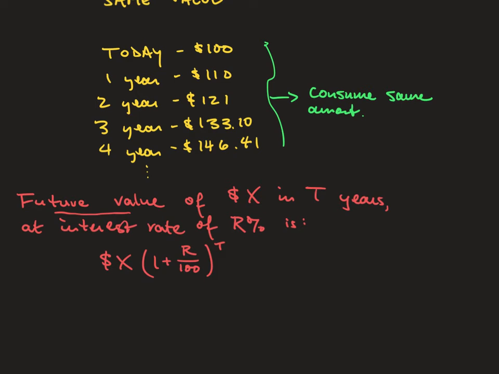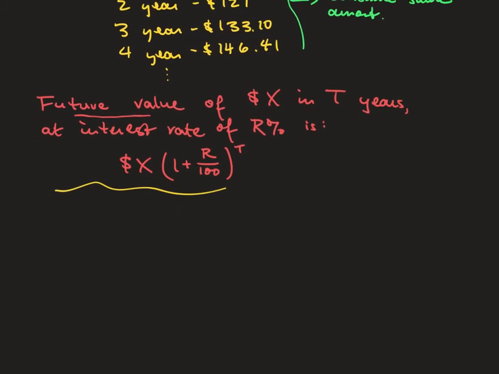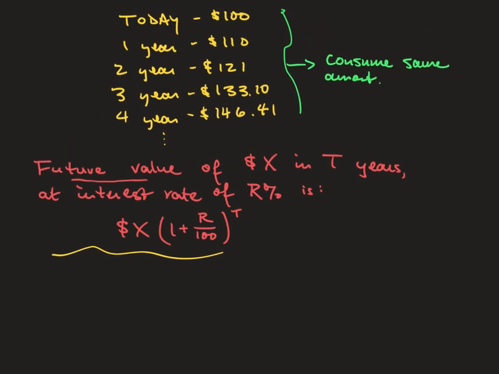The money's bigger. Each time you get interest, you have a larger value that you're getting interest on. Basically, you start receiving interest on the interest payments.